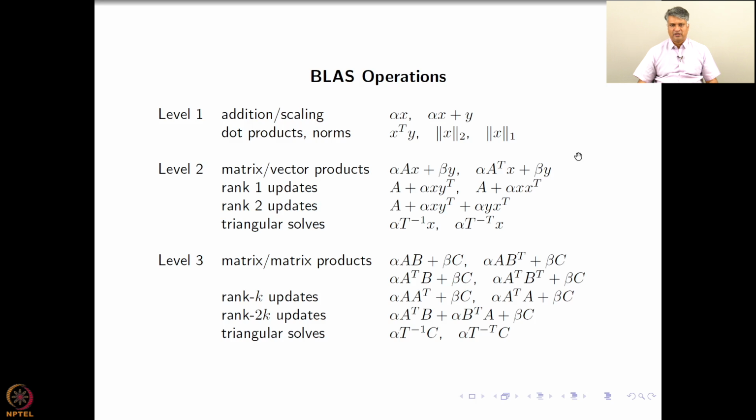Anything that is denoted in capital letters is typically a matrix. Anything that is denoted in small letters is a vector, and anything that is denoted in Greek alphabets like alpha and beta are constants. So it does rank 1 updates, rank 2 updates, triangular solves. And in the level 3 operations, you have matrix products, like alpha A B plus beta C, rank K updates like alpha A transpose plus beta C, rank 2K updates like alpha A transpose B plus alpha B transpose A plus beta C, and triangular solves.